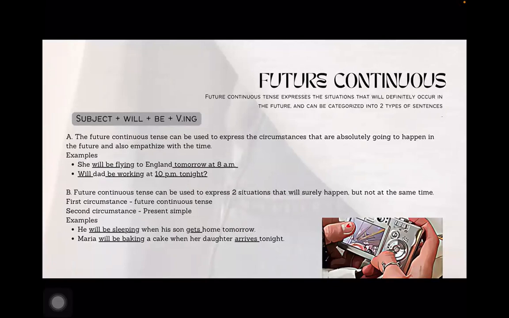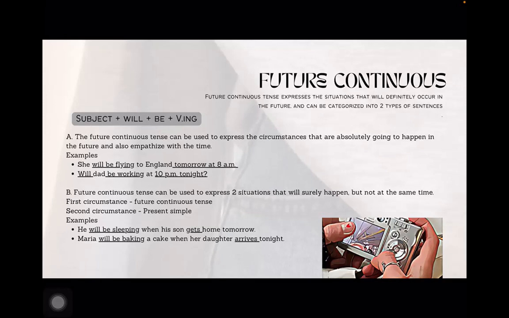So future continuous tense expresses the situations that will definitely occur in the future. It seems that future continuous is quite similar to future simple tense, but the point that makes them dissimilar is that future continuous is talking about the situations that are absolutely going to happen in the future, while future simple tense is talking about the situations that can both happen and not happen, and the form can be shown as subject plus will plus be plus verb-ing, and can also be categorized into 2 types of sentences.